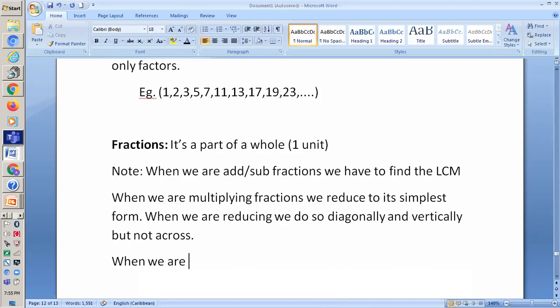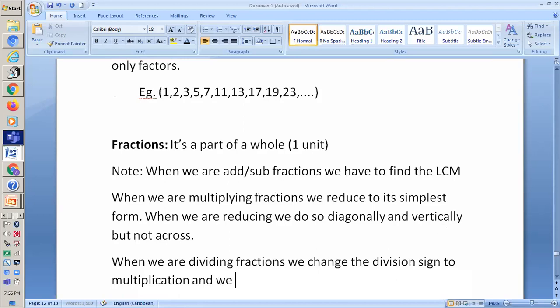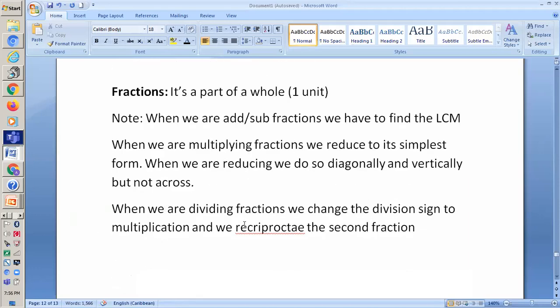When we are dividing fractions, change the division sign to a multiplication sign, and we take the second fraction and reciprocate. And then reduce.